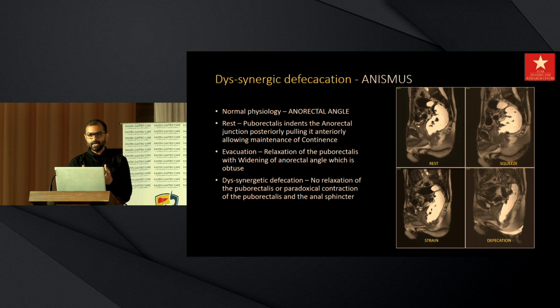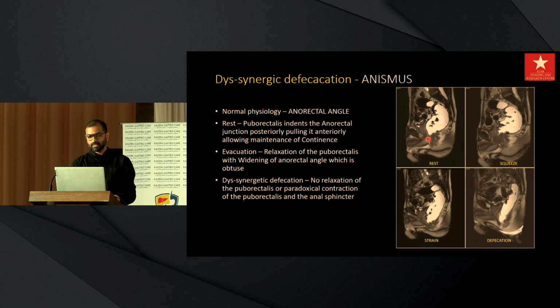Because in spite of what is expected, I want the puborectalis to relax. What is expected is the rectum and the anal canal to come in line. If that is not happening, it is paradoxical, it is abnormal. And this is creating a dyssynergia between opening of the anal canal and the rectum not being in line with the anal canal.